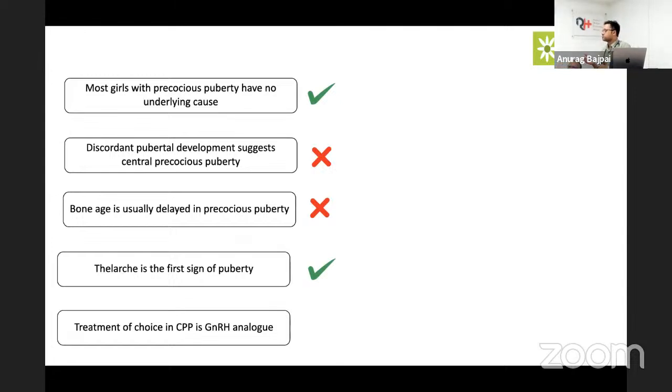So what will be the benefit of a GnRH antagonist? The benefit will be that there will be absolute suppression. There will be no flare, no flare response.